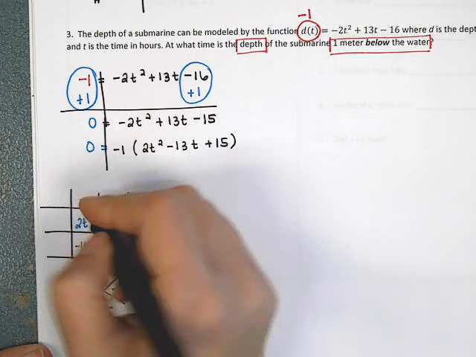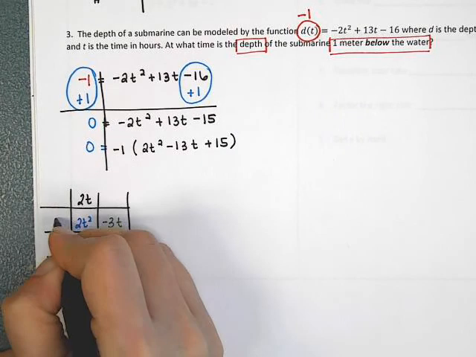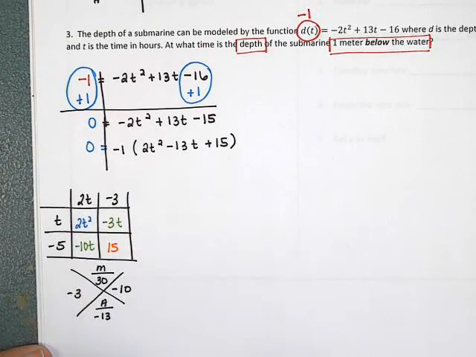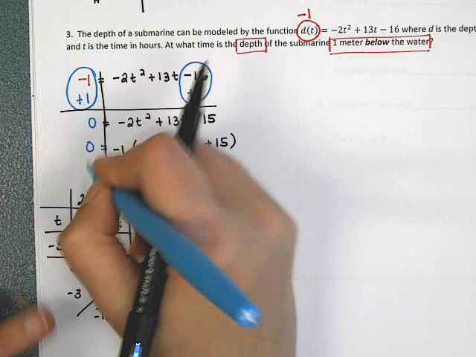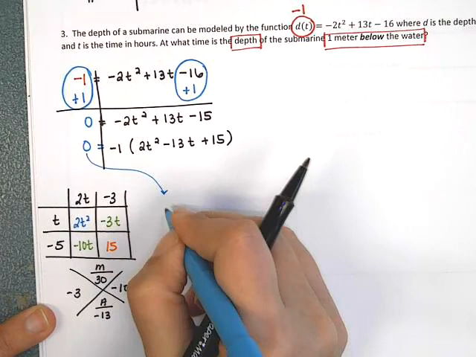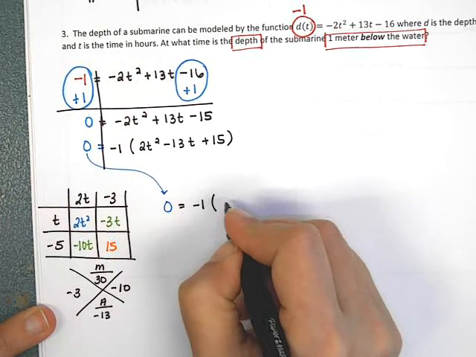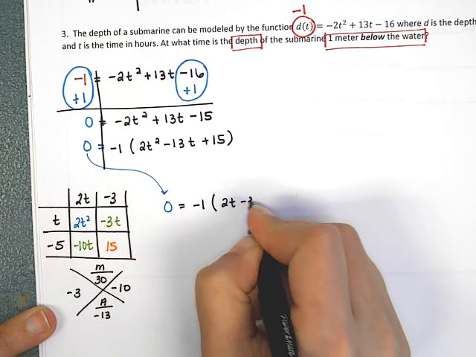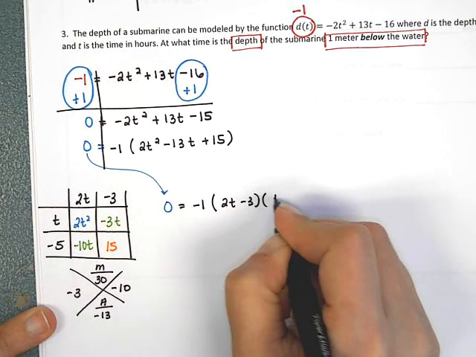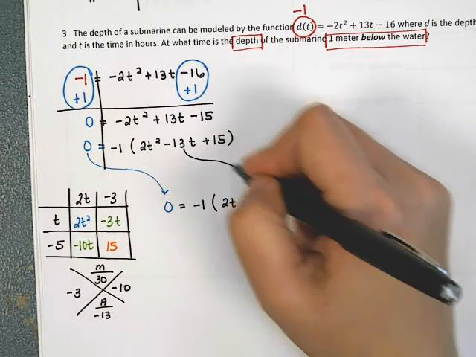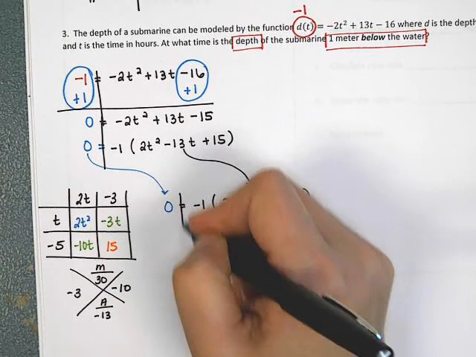Now the common factor for the first column is 2t, so this is a t, this is a negative 5, and this is a negative 3. That means my new equation becomes 0 equals negative 1 times, and now I'm going to put in my factors, 2t minus 3 and t minus 5. So this part becomes here. And now I'm going to solve this.